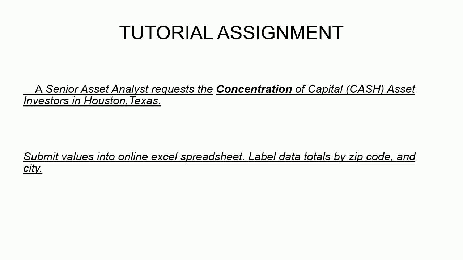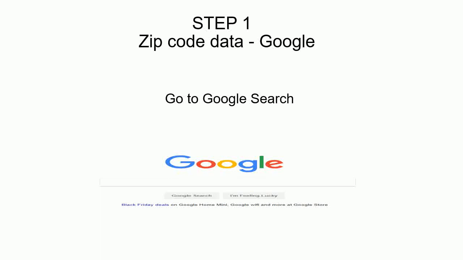A senior asset analyst requests the concentration of capital, cash, asset investors in Houston, Texas. Submit values into online Excel spreadsheet. Label data totals by zip code and city. Step 1. Finding zip code data. Using Google. To use a search engine, such as Google, go to your web browser and type in www.google.com. You will see the Google search box.